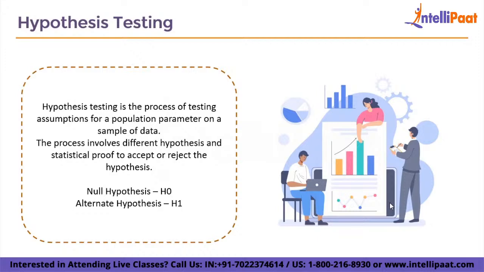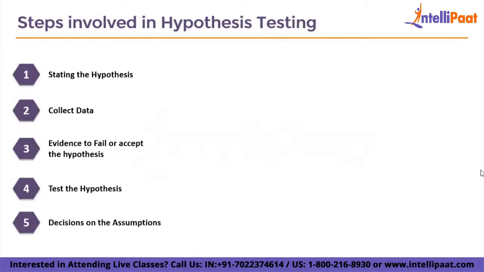After understanding hypothesis testing, now let's see the different steps involved in it. The first step is stating the hypothesis. Hypothesis testing starts with stating the null and alternative hypothesis. I have already given you the example of boys and girls. The null hypothesis will say that they have the same height from age 10 to 15, whereas the alternate hypothesis will say that they don't have the same height from age 10 to 15. The second step is collect data.